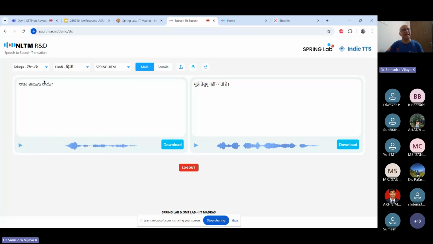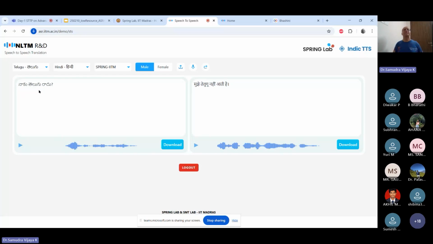And you can see that this was the speech. Speech was converted into Telugu text here. Naku Telugu Radu. Okay. And so this is ASR. It is speech to text. This is the Telugu language. Now this Telugu sentence is translated to a Hindi sentence by machine translation. This is text to text.